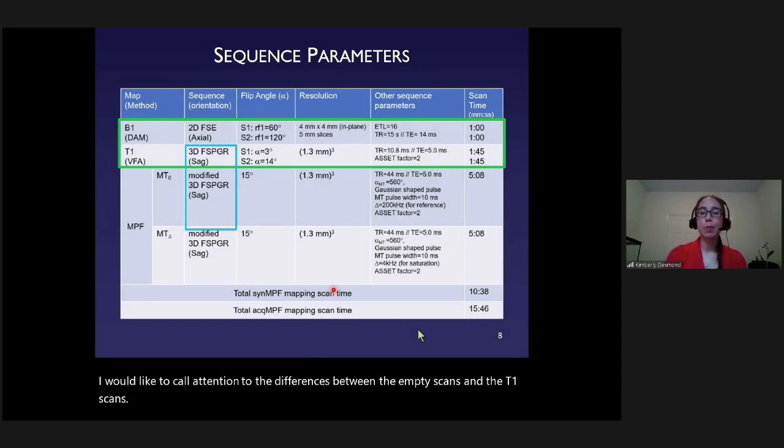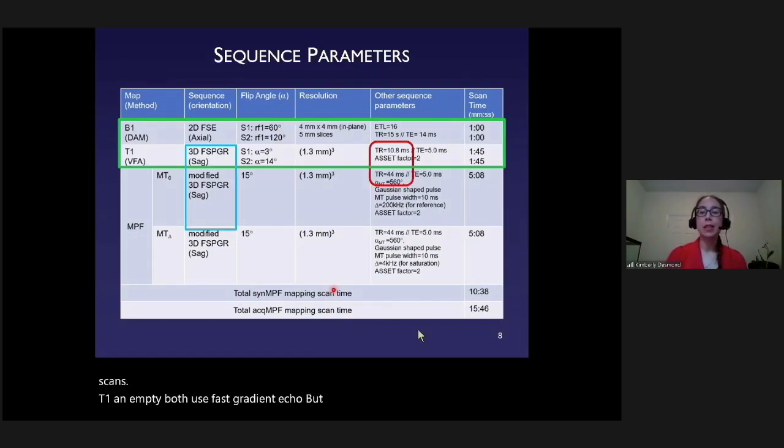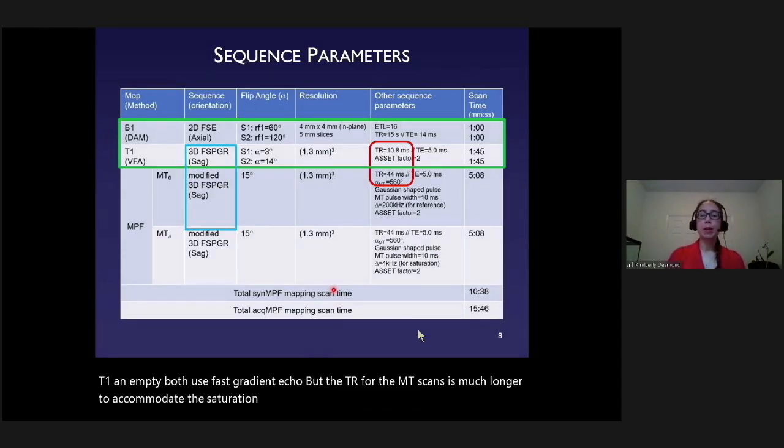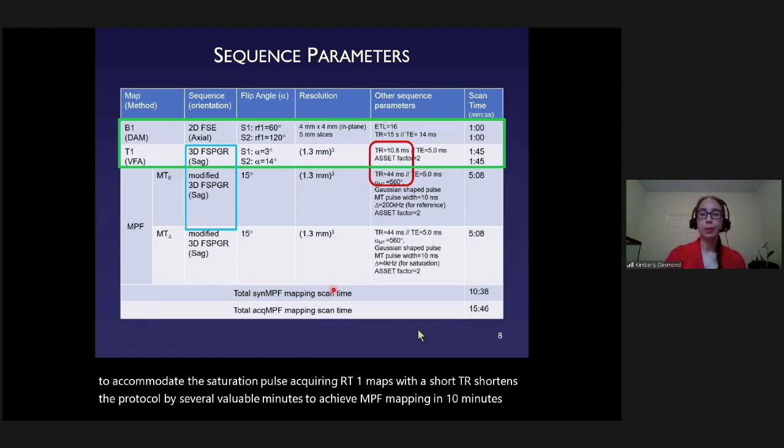T1 and MT both use fast gradient echo, but the TR for the MT scans is much longer to accommodate the saturation pulse. Acquiring our T1 maps with a short TR shortens the protocol by several valuable minutes to achieve MPF mapping in 10 minutes and 38 seconds.